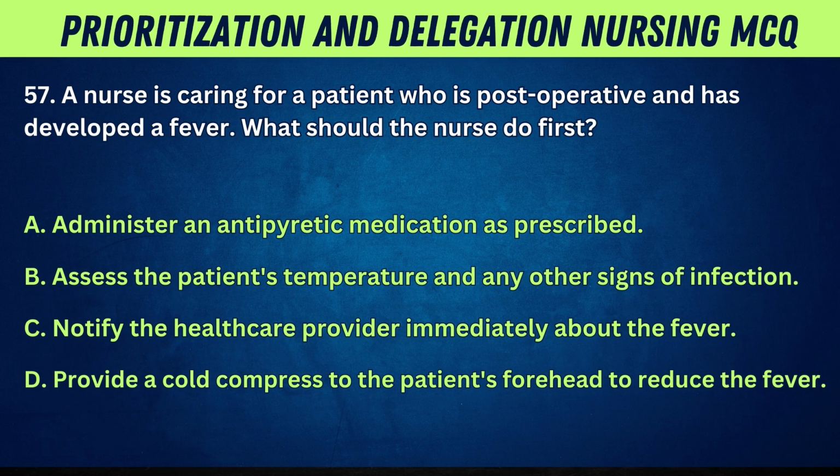57. A nurse is caring for a patient who is post-operative and has developed a fever. What should the nurse do first? A. Administer an antipyretic medication as prescribed. B. Assess the patient's temperature and any other signs of infection. C. Notify the healthcare provider immediately about the fever. D. Provide a cold compress to the patient's forehead to reduce the fever.